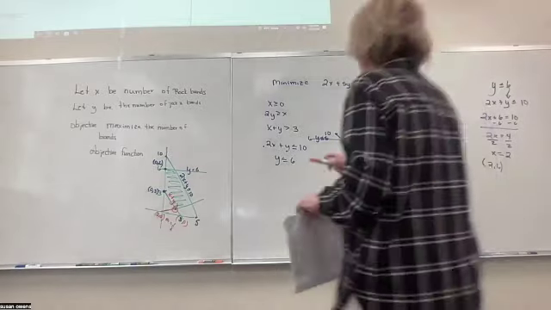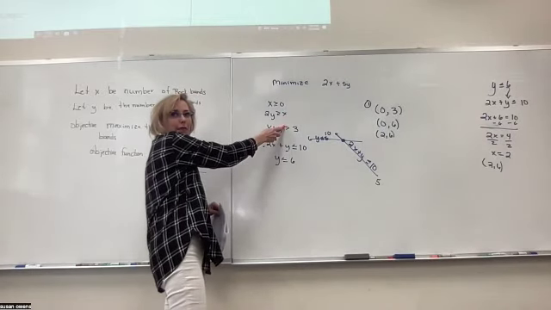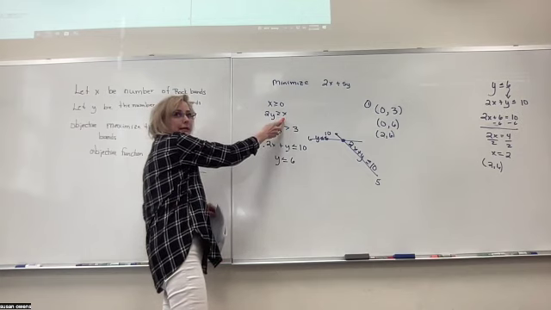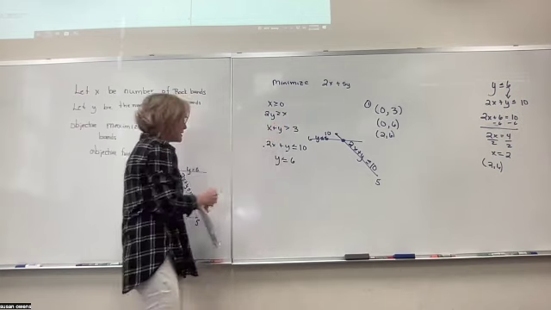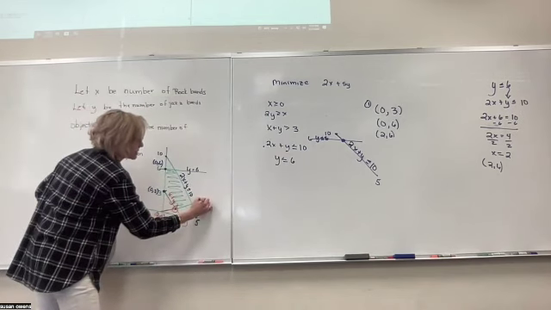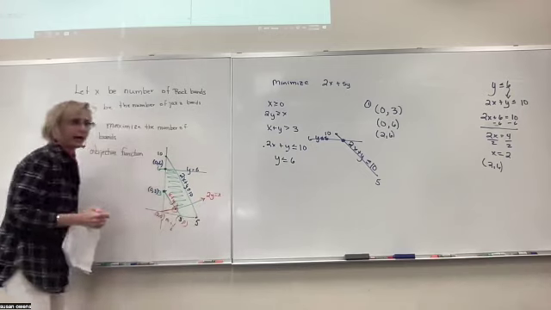Okay. This line right here has the y-intercept of 0 and the slope of 1/2, because we would have to divide by 2 to get that y by itself. So this line right here is 2y equals x.